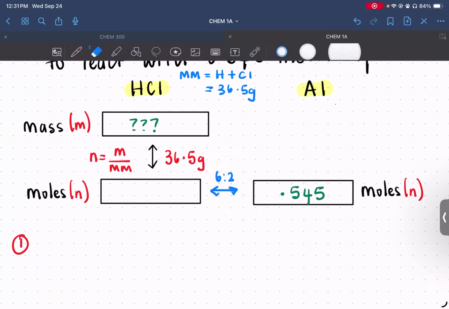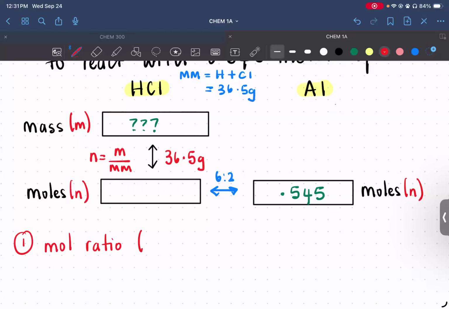I like to label my calculations. That way, when I review it, I know exactly what I'm doing. So I'm going to write here, number 1, mole ratio between HCl to aluminum. I like making these kinds of notes when I do my math, so that when I review it, I know exactly what my thought was, instead of trying to remember.